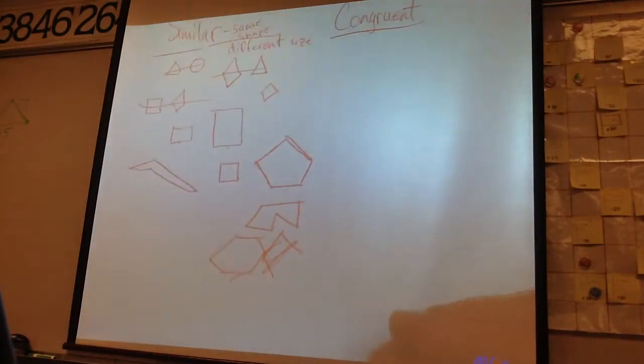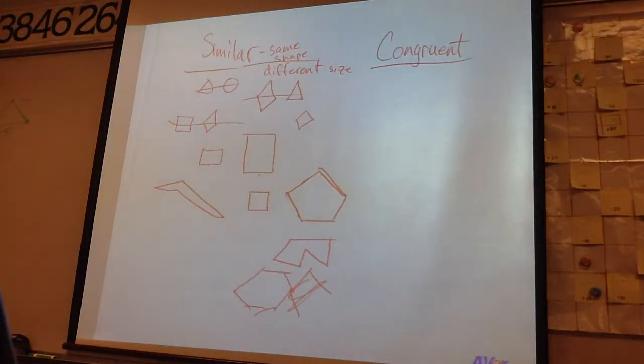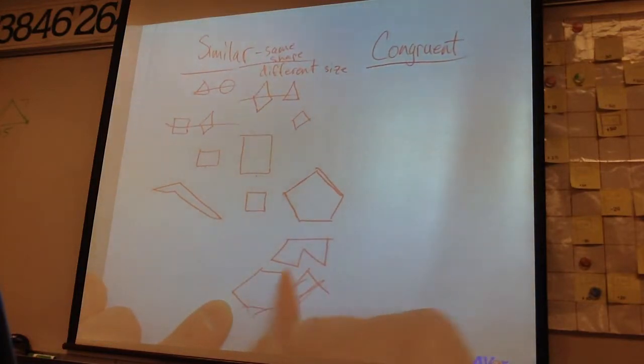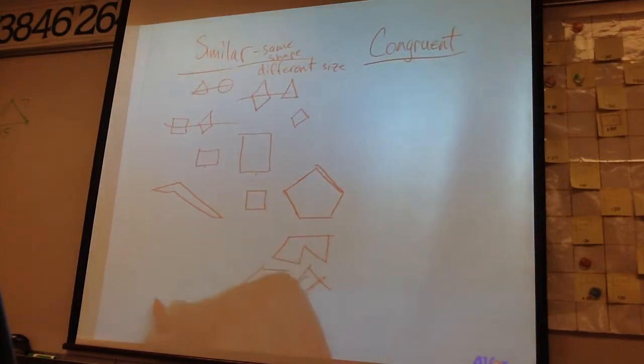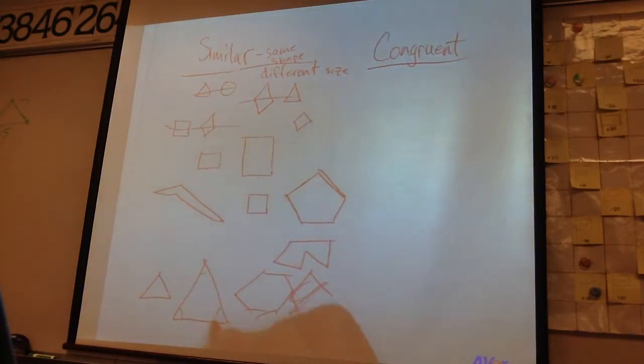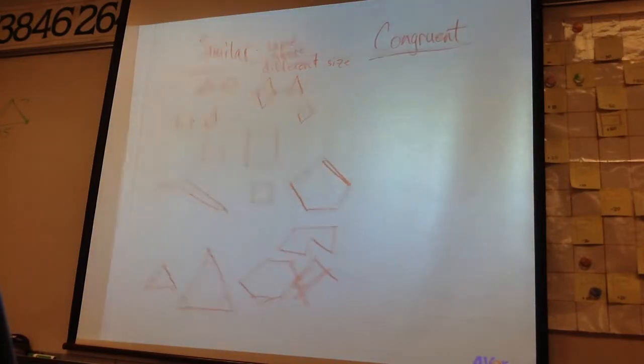So, similar: same shape, different size. I said, what gives a polygon its shape? There are two things that give polygons their shape: how many sides there are, and what the angles are. These have the same number of sides, but the angles are all different, so they're not similar. For things to be similar, they need to have the same number of sides and all the angles exactly the same. They can be different sizes. The side lengths can be different.